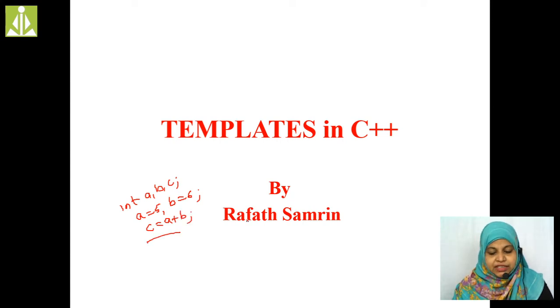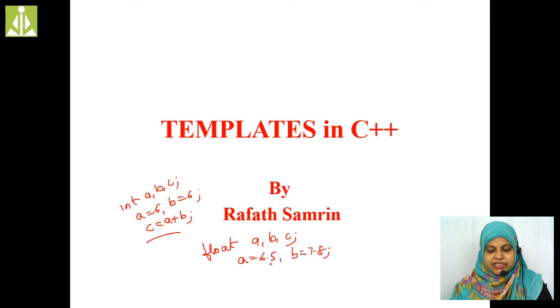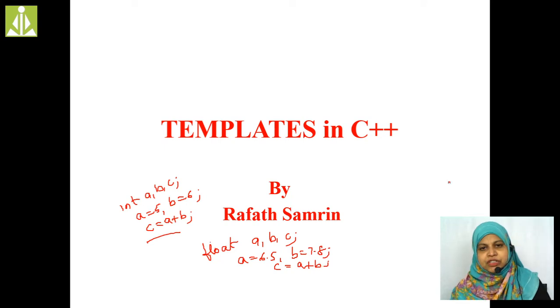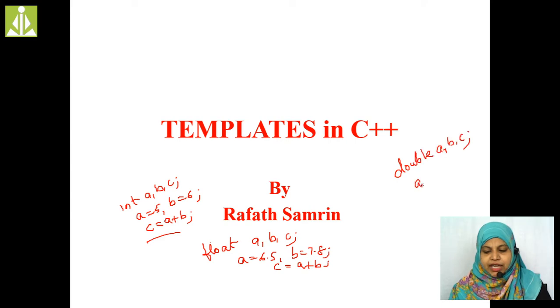Here, if I want to perform addition of two floating point numbers, then float a, b, c, with a equals 6.5, b equals 7.8, then c equals a plus b. Or else to perform addition of two double numbers, we have to write separate code. So double a, b, c, a equals 7.967, b equals 8.999, then c equals a plus b.